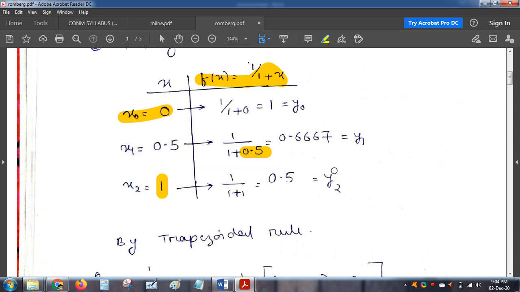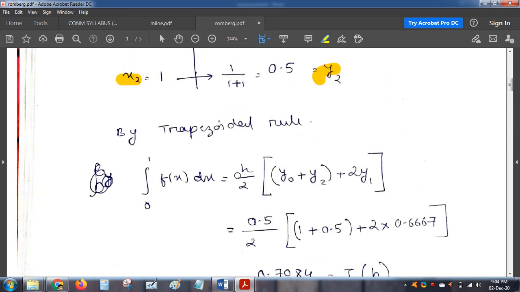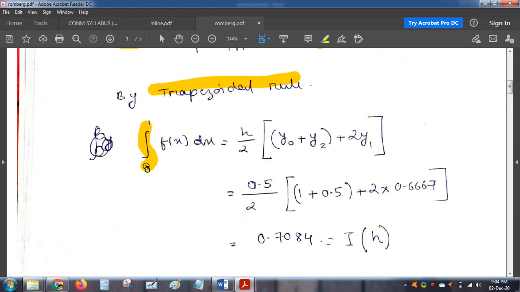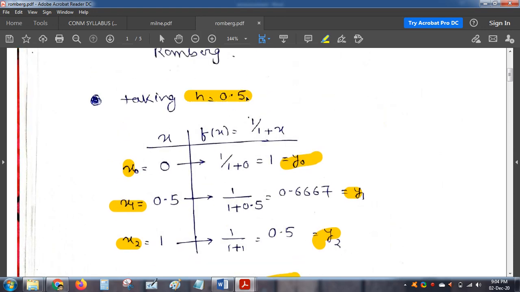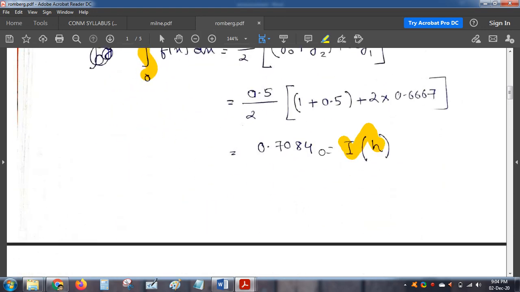So you have your x1, y1, x2, y2 and x0, y0. You can then put them in the trapezoidal formula and calculate the integral for this function. So for h equals 0.5 you have calculated this. So your I(h) is this value.